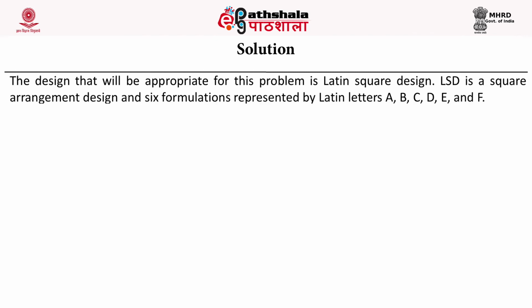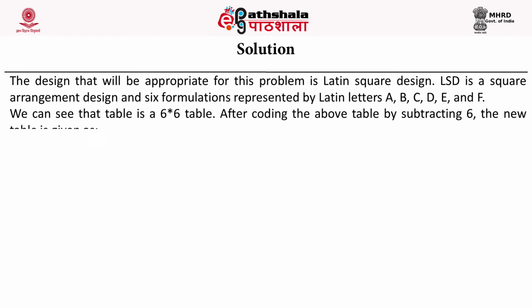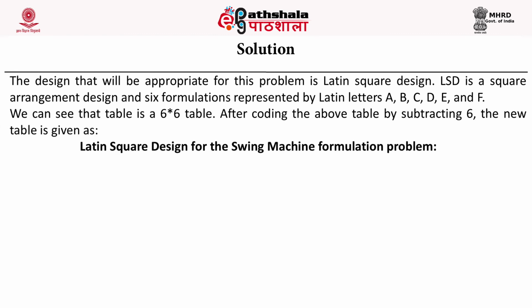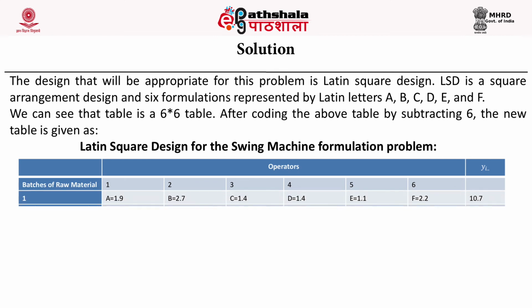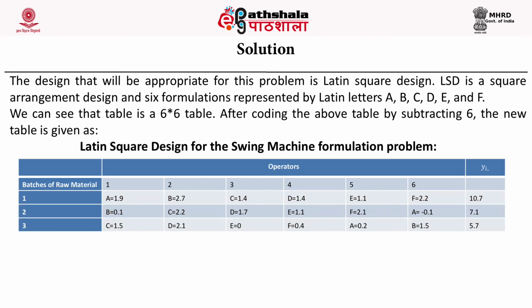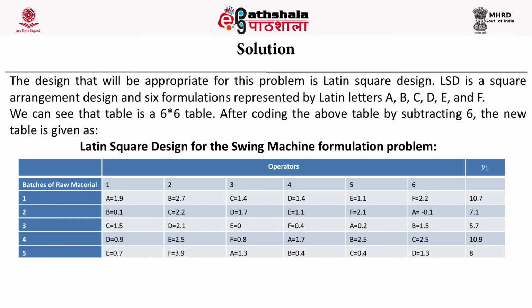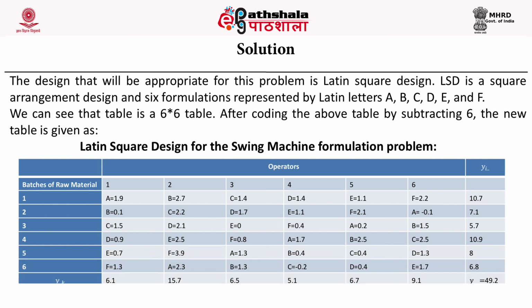The design that will be appropriate for this problem is Latin square design. LSD is a square arrangement design, and the 6 formulations are represented by the Latin letters A, B, C, D, E and F. We can see that the table is a 6 cross 6 table. After coding the above table by subtracting 6, the new table is given here.